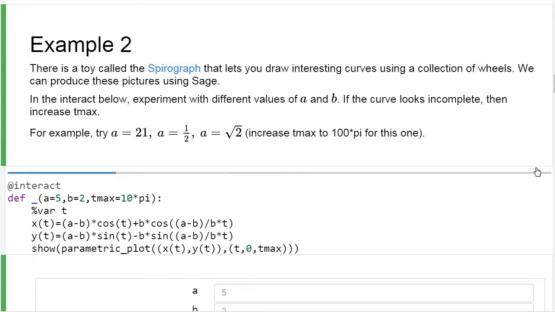There's a toy called the spirograph, which I put a link here to the Wikipedia page about spirographs if you've never seen one. It has a collection of various sizes of wheels that you stick a pencil in little holes, and then you move the wheels around, and as they move around each other, it traces out strange looking curves. And we can actually produce spirograph kind of pictures using parametric equations in Sage.